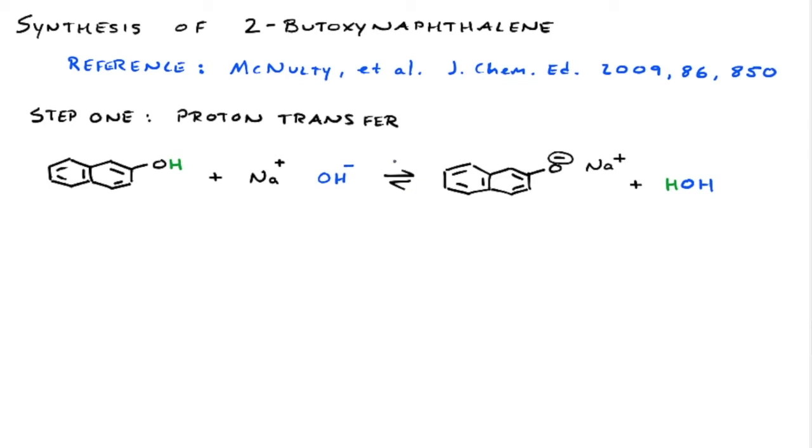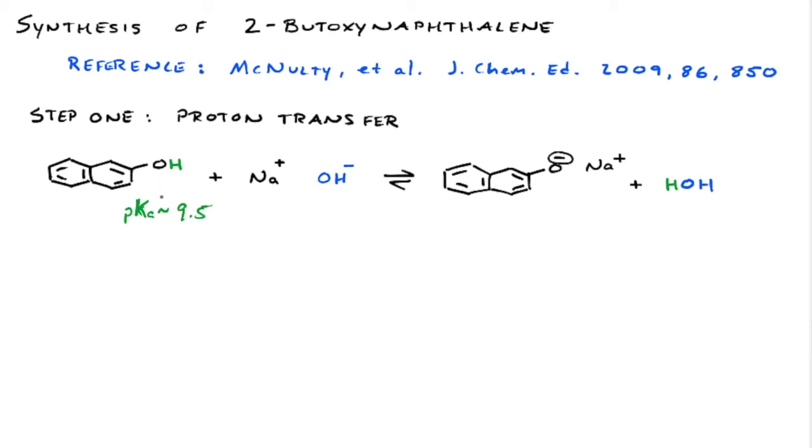So let's think about which side of this equilibrium we're going to favor. Is it going to favor the products or is it going to favor the reactants? If we consider the pKa of this proton right here, the pKa of that proton is about 9.5. So it's much more acidic than a typical alcohol. Normally alcohols have pKa's of about 16.